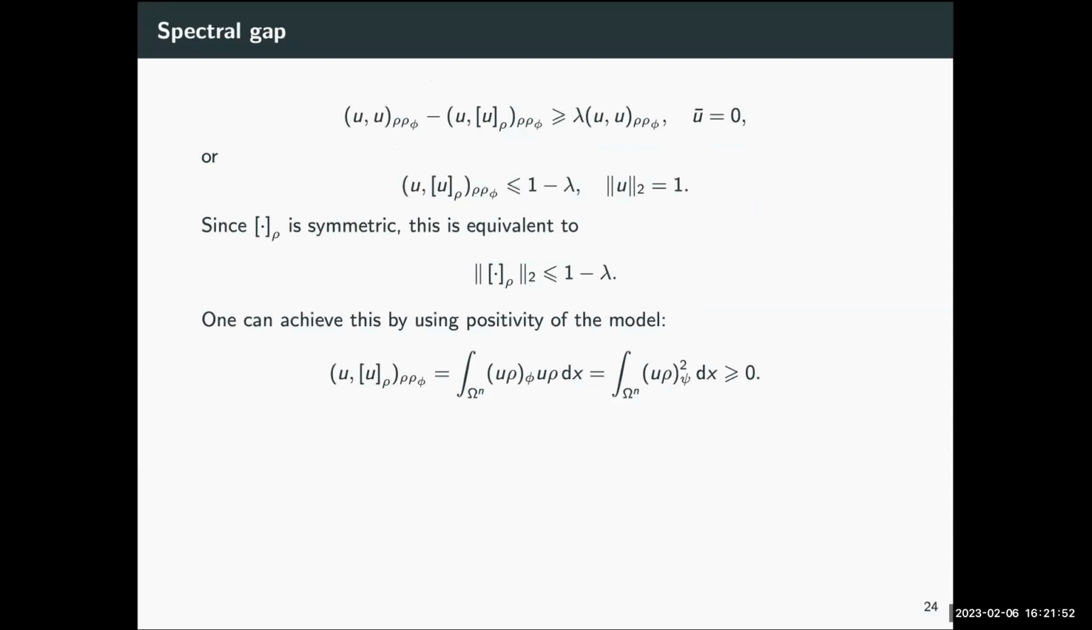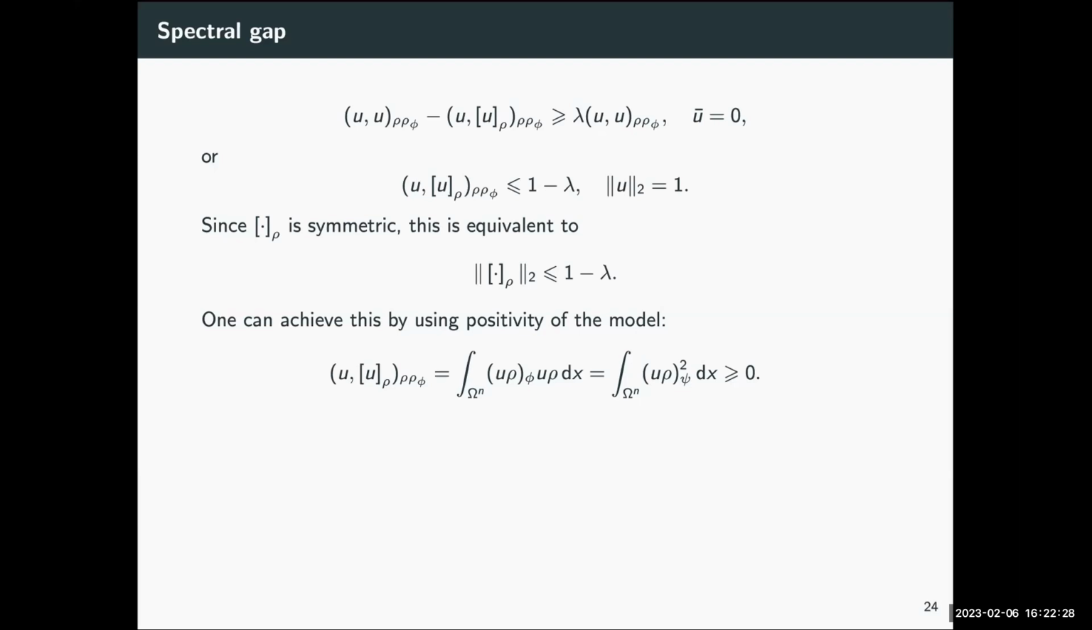The last thing I wanted to say is how does this spectral gap estimate, this Bochner positivity thing, come into play? If you look at the Cucker-Smale scalar product, you have an expression like this. Unfortunately, even if your kernel is positive, you don't know whether this product is positive. But if it's Bochner positive, so phi is the convolution of psi and psi, you can move one psi to the u rho, and then you get the square. So now you see it has a positive sign.